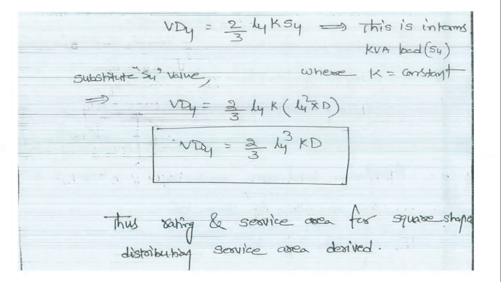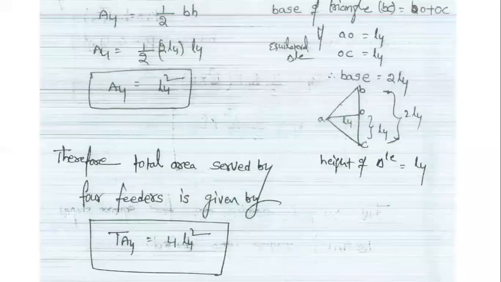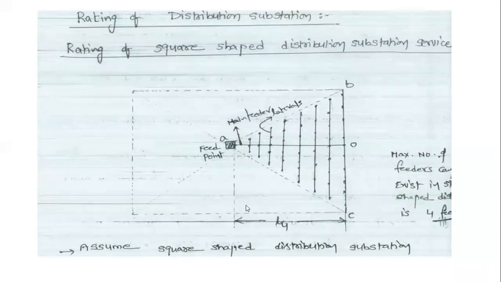Okay, this is the voltage drop in the case of a square shaped feeder or the square shaped distribution line. First of all, we are considering a square shaped distribution substation, and first we are taking the one feeder area. While calculating the one feeder area, we easily obtain the total feeder areas. That's why we are taking the triangle ABC.